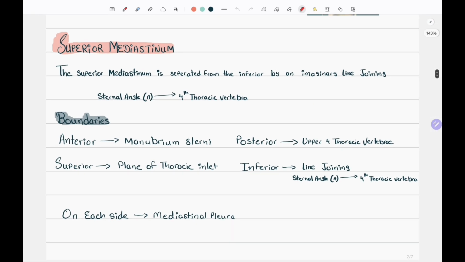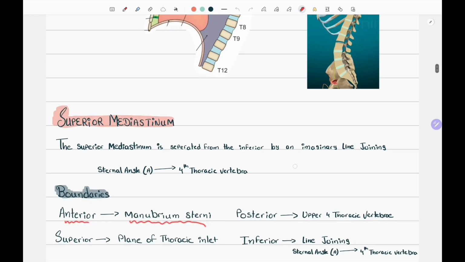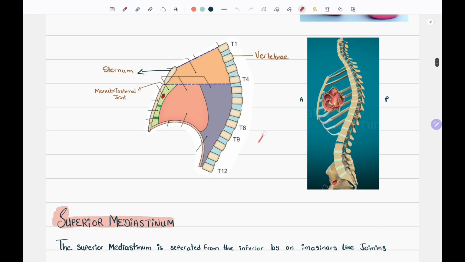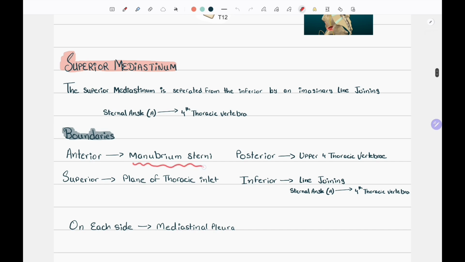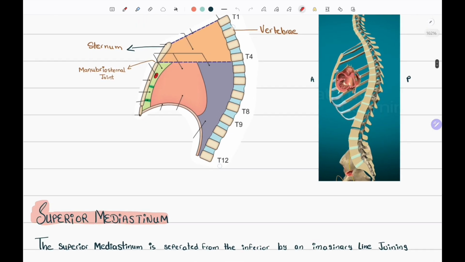Now the boundaries of the superior mediastinum. Anteriorly, it is the manubrium sterni. For your orientation, this is our sternum, this part is our manubrium and the rest is the body of the sternum. Anteriorly by the manubrium sterni, posteriorly by the upper four thoracic vertebrae, superiorly by the plane of the thoracic inlet, and inferiorly by the line joining the sternal angle to the fourth thoracic vertebra. That is the one imaginary line which I was telling you about.